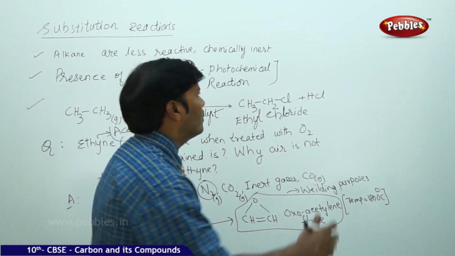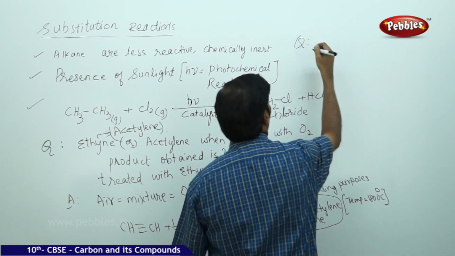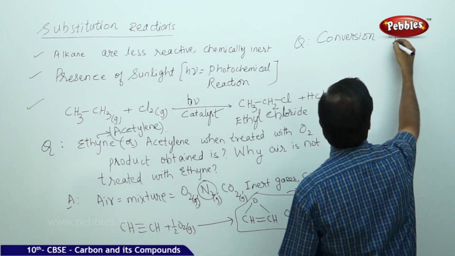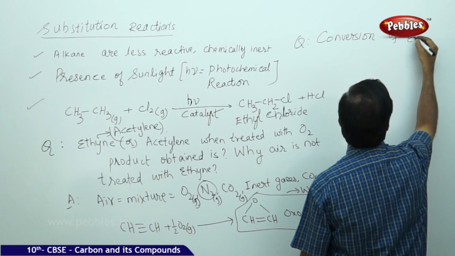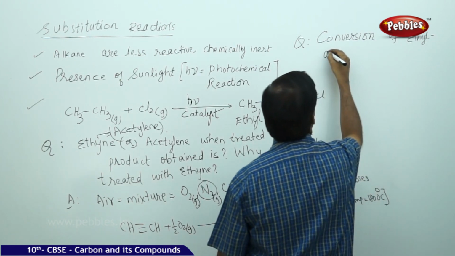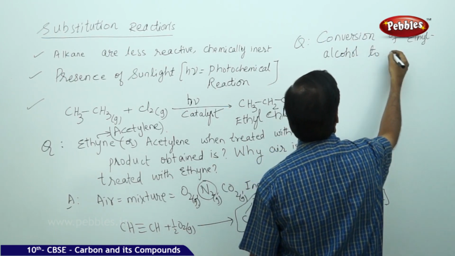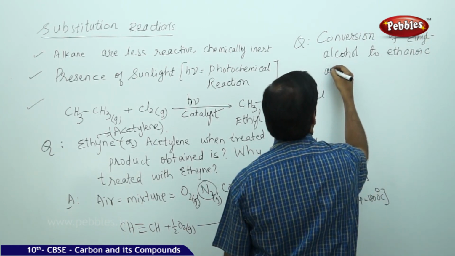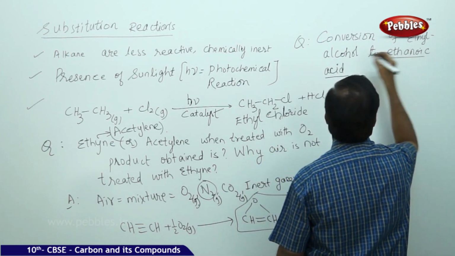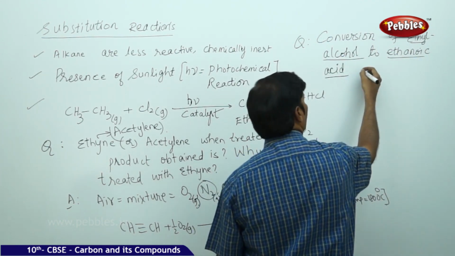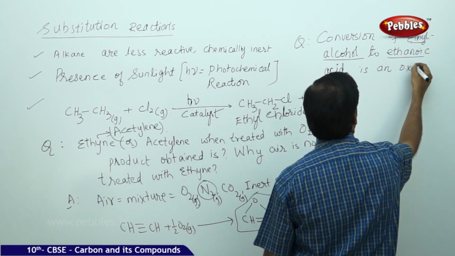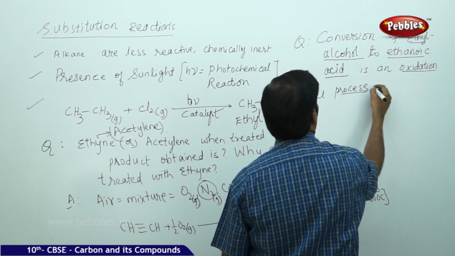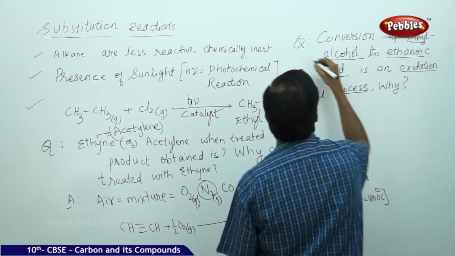Similarly, the next part of the question is the conversion of ethyl alcohol to ethanoic acid. The conversion of ethyl alcohol to ethanoic acid is an oxidation process. Why?